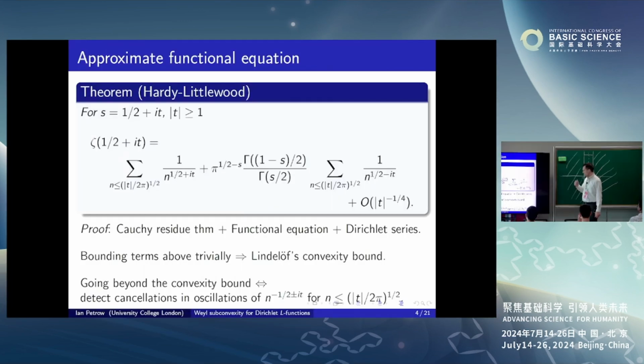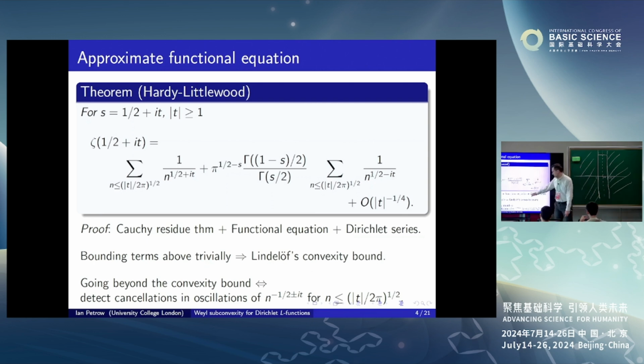So what did Hardy and Littlewood really do? The new input here is really due to Weyl, but Hardy and Littlewood a few years earlier developed what's called their approximate functional equation for the zeta function. And so here's a statement of their approximate functional equation. And this is closely related to this convexity principle.